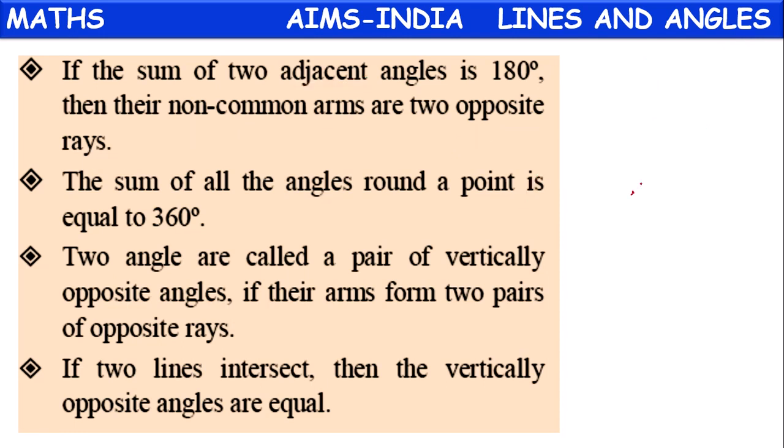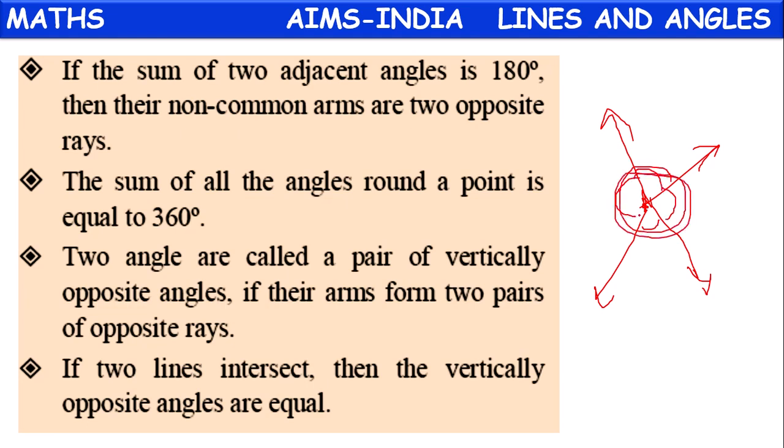And the sum of all the angles around a point means, from a point, if we draw so many rays, the sum of all the angles around that point, the complete angle around a point, will be equal to 360 degrees.